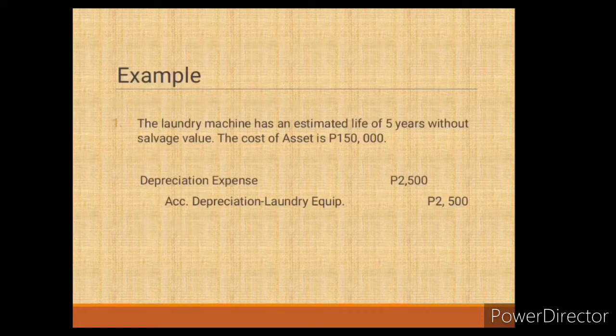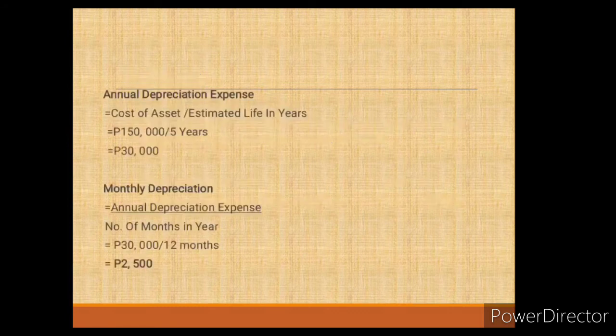Example: The laundry machine has an estimated life of 5 years without salvage value. The cost of the asset is 150,000. So, the entry is depreciation expense 2,500 and a credit of accumulated depreciation laundry equipment 2,500. So, paano natin kinuha yung 2,500?